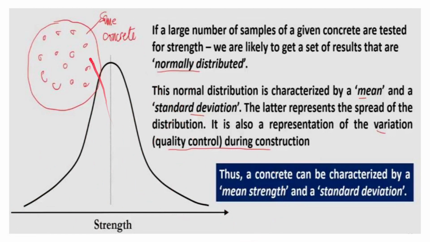Okay, so this normal distribution, as we have all studied in our UG classes, basically consists of two things: one is the mean, that is the center point, and the other is the standard deviation. The standard deviation represents the spread of the distribution, or in our terms, the variation, which is used for quality control. So this concrete is characterized by mean strength and standard deviation.